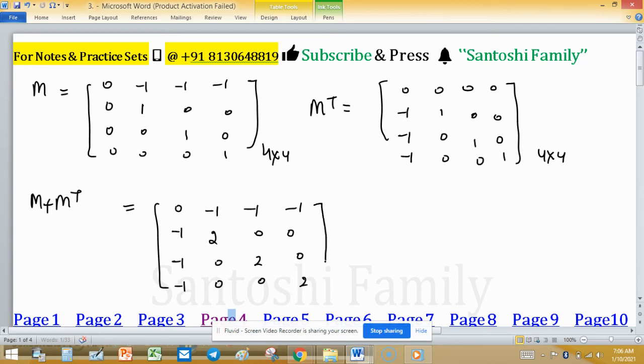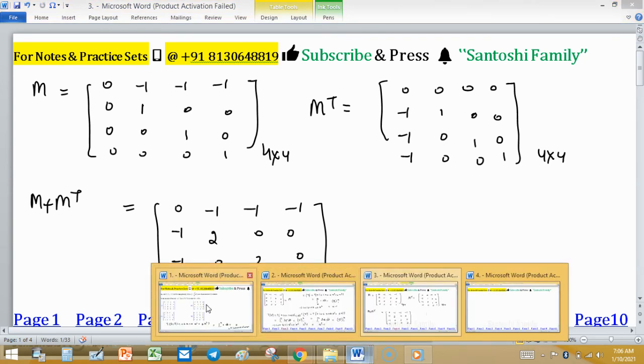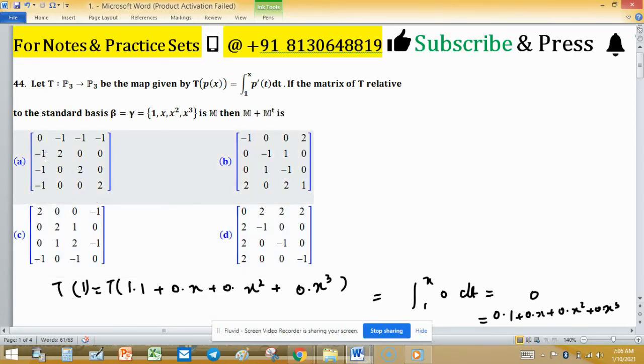So this is my matrix M plus M transpose, and here you can see the first row and first column are 0 minus 1 minus 1 minus 1, the diagonal elements are 0 2 2 2, and at the remaining positions 0 is there. So which option is giving this matrix? 0 minus 1 minus 1 minus 1, you can see here row wise and column wise, and 2 on the diagonal, so option A is true here.